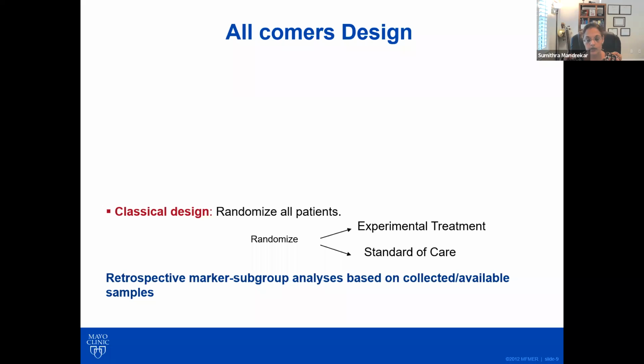We would randomize them to a given treatment or standard of care. And then we would do a number of retrospective analyses based on collected samples. The downside of this is you may not have samples of data available on every randomized patient. So you may end up having a subset that could be biased.